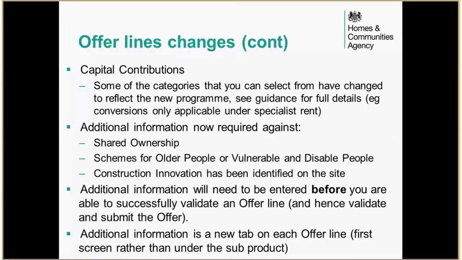You're now required to add additional information for each offer line that fits a number of categories. So first of all, if an offer line is shared ownership, you will be asked to complete some additional information. If the scheme is for older people or vulnerable and disabled people, you will be asked again to complete additional information. And the questions are different for these. Similarly for construction innovation, if you identified a method on one of those drop downs that is a construction innovation, you'll be asked to add some detail behind that.